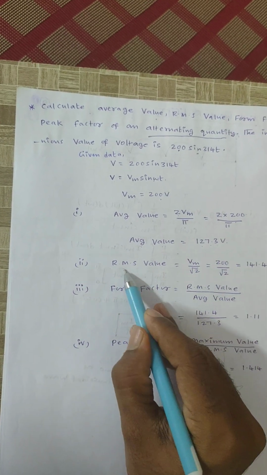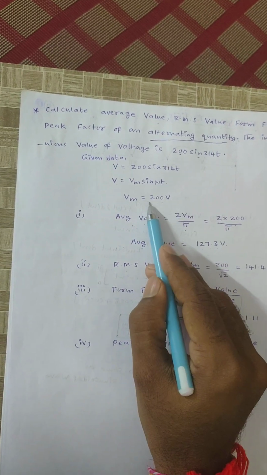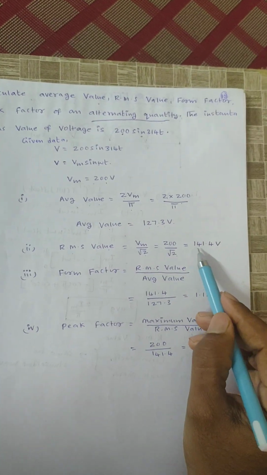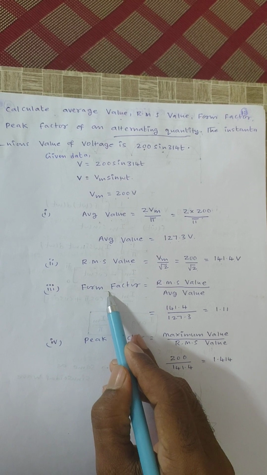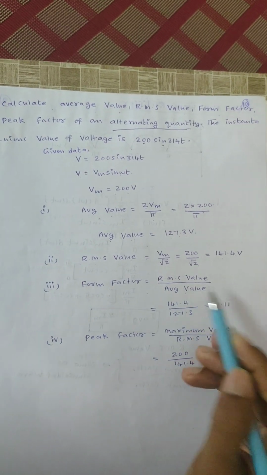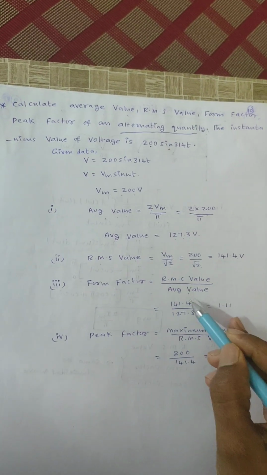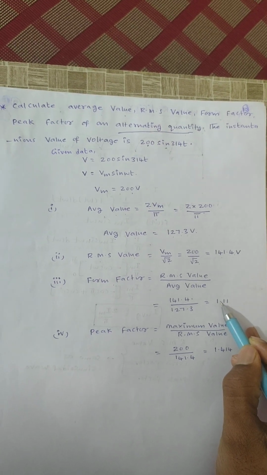After that, RMS value equals Vm by root 2. We already know the Vm value, so substitute here, you get 200 by root 2. Then RMS value is 141.4 volts. After that, form factor. Form factor equals RMS value divided by average value. That is RMS value 141.4 and average value 127.3, then form factor is 1.11.